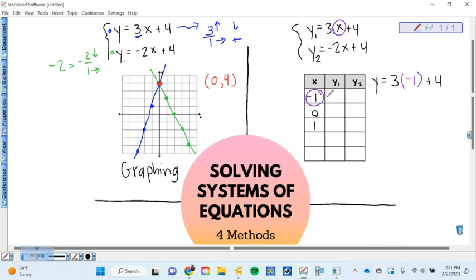Okay. So I'm plugging -1 into this equation. So when X equals -1, what's Y going to equal? I can figure that out by simplifying this. What's 3 times -1? Negative 3. Yeah. What's negative 3 plus 4? Yeah, positive 1, right?